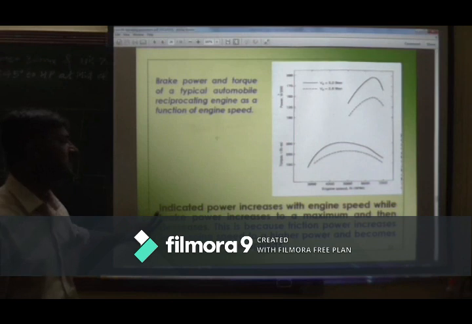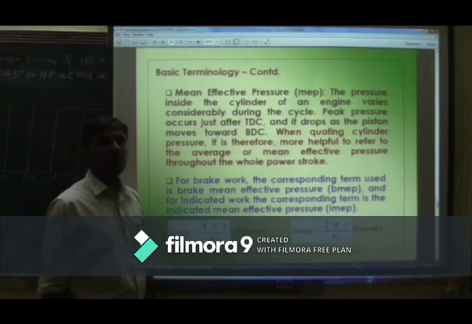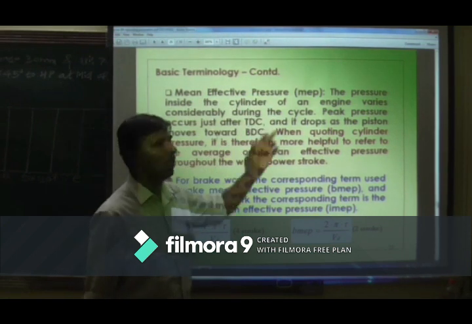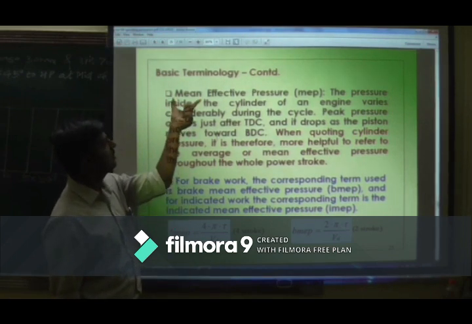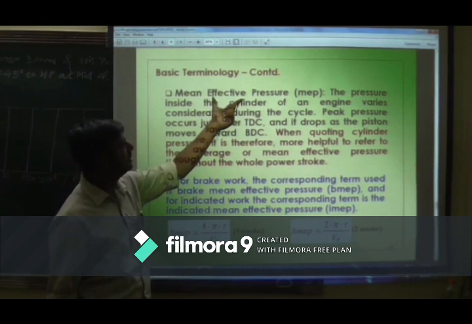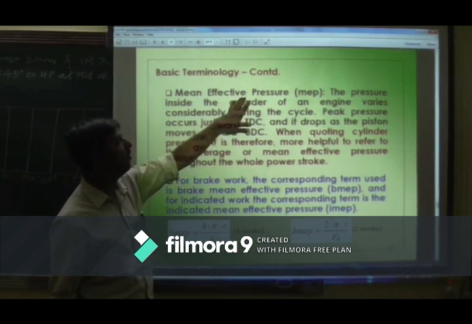Indicated power increases with engine speed, while brake power increases to a maximum and then decreases. Our engine power depends on mean effective pressure. This is a very important concept. Our engine power is a function of mean effective pressure. Here they have mentioned the phrase mean, which means average effective pressure. Not just pressure, they are saying effective pressure. This effective pressure is the reason we produce power in the engine.